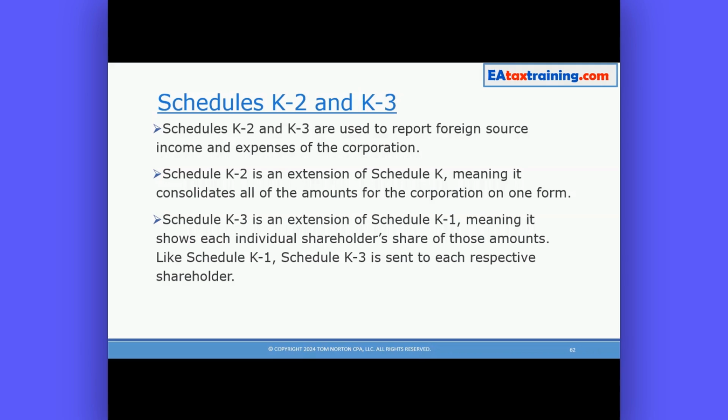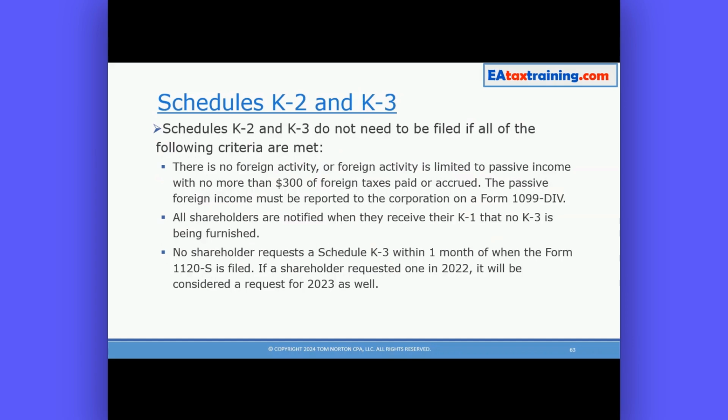And remember that everything that's in Schedule K2, all of those foreign amounts are already included in the amounts on Schedule K. This is just breaking them out separately so the IRS can see how much and which items are foreign source. And then the same way with the K3, all of those items are already included in the K1. It's just breaking them out separately so the IRS can see how much is foreign.